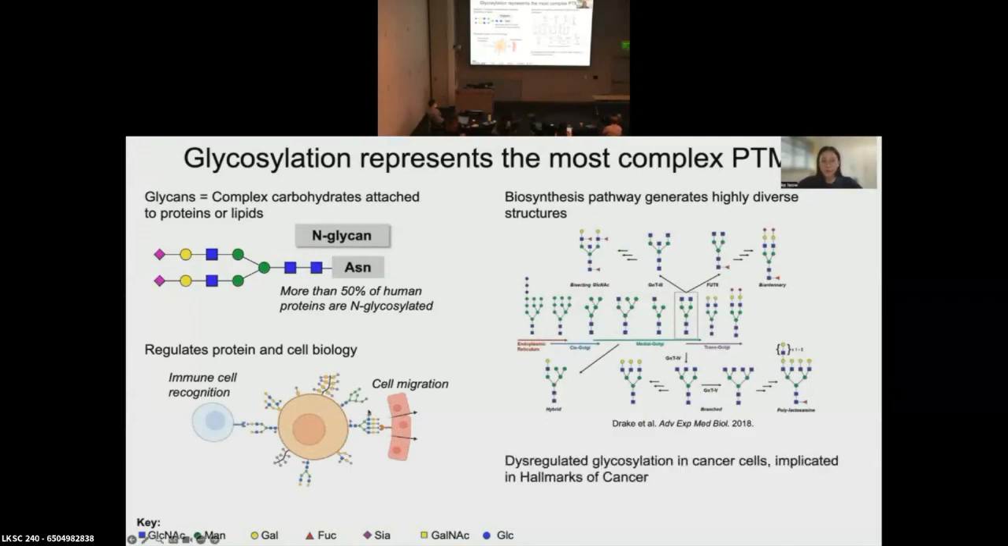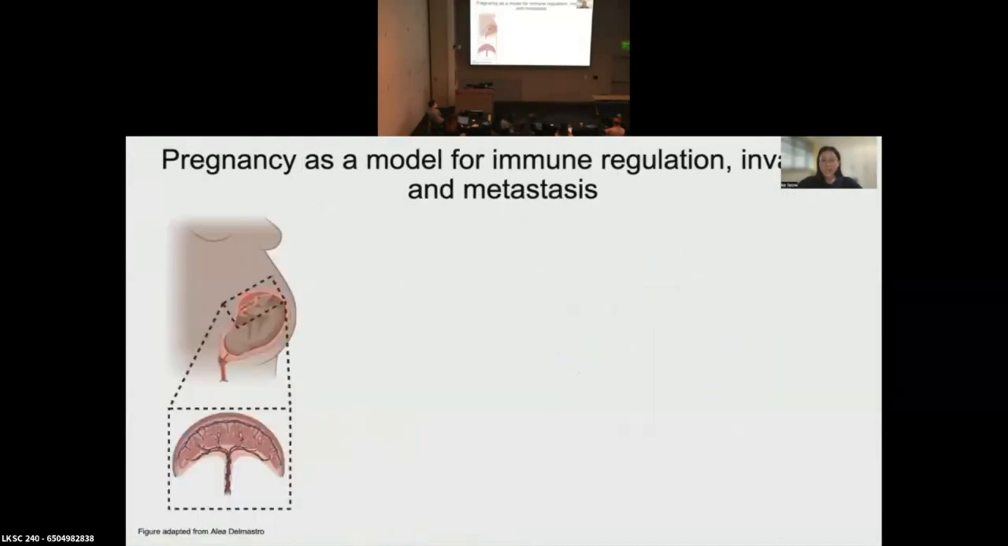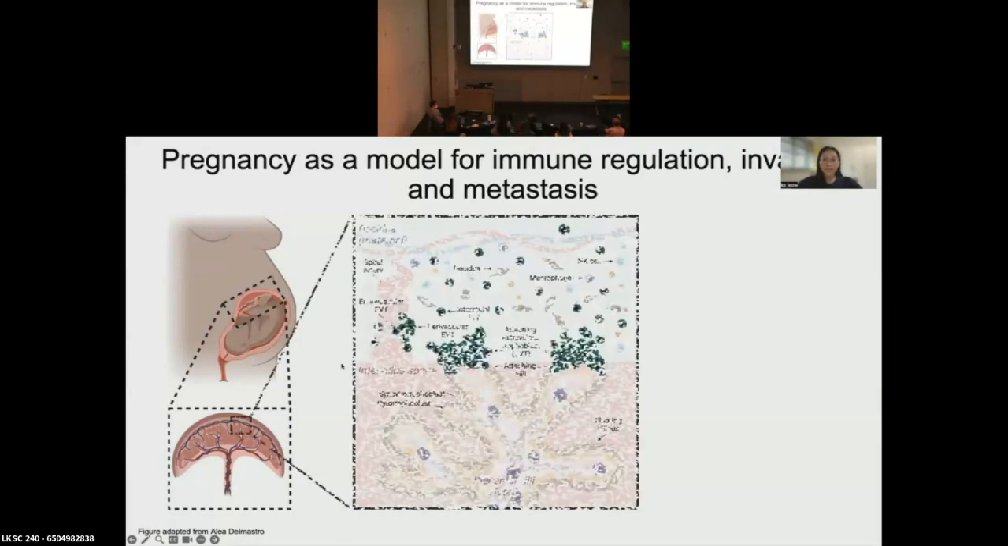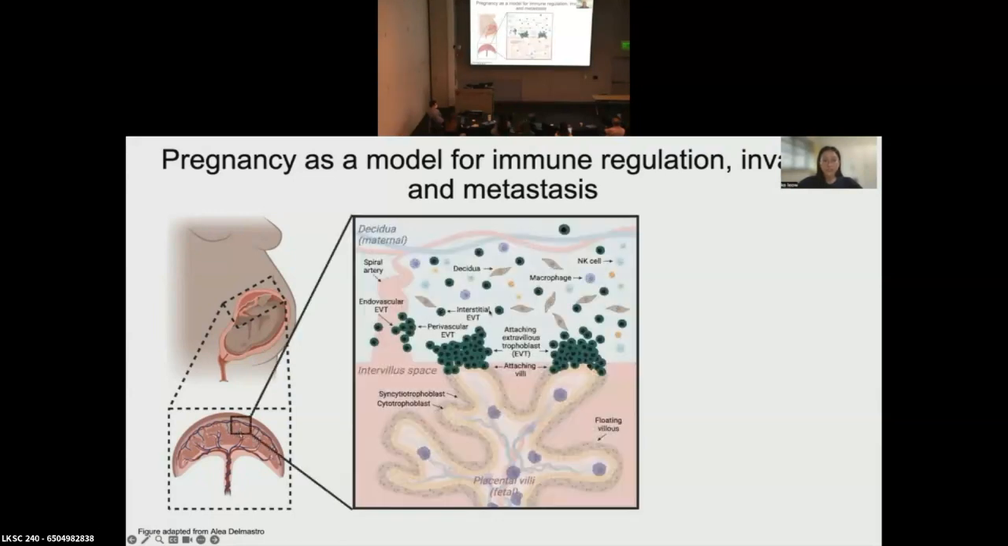We also know that aberrant glycosylation in cancer cells has been observed for decades, and it has been implicated in hallmarks of cancer, including invasion, metastasis, and immune regulation. We're interested in studying invasion in the context of pregnancy as a highly organized and normal developmental process, and many interesting biology occurs at the interface between the maternal decidua and the fetal placenta during pregnancy.